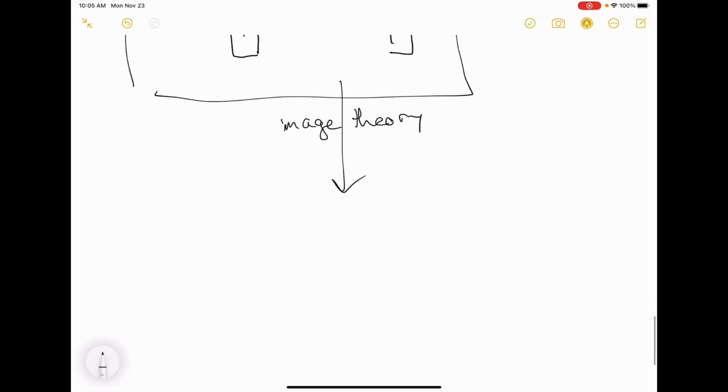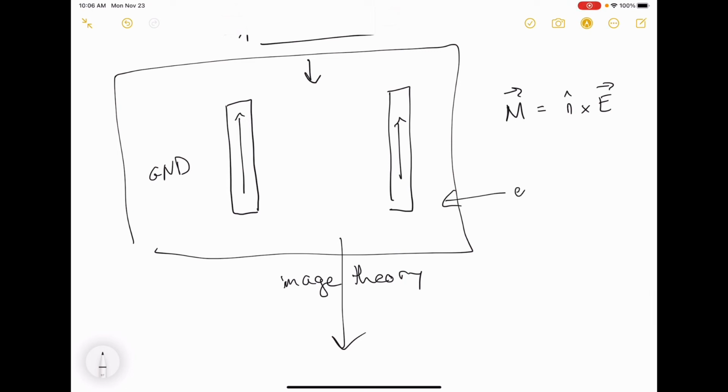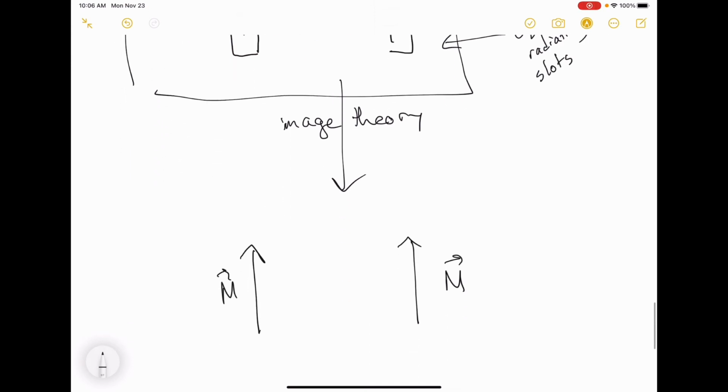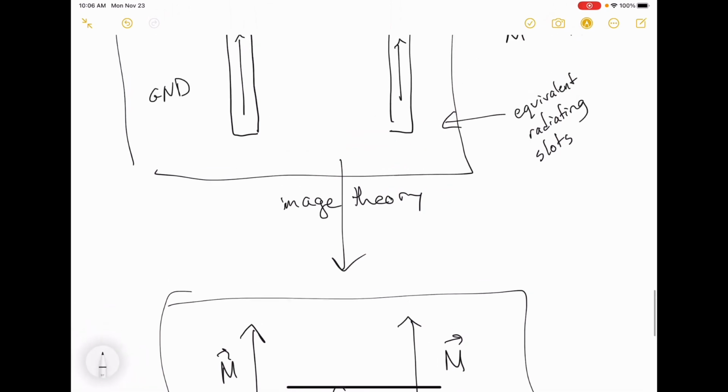And then the radiation from this antenna becomes just equivalent to the radiation from these two magnetic currents. So this situation right here is known as equivalent radiating slots. And then we replace those slots with just magnetic currents in free space. And that is how you analyze the radiation from a patch antenna. But let's go back and look at this situation.